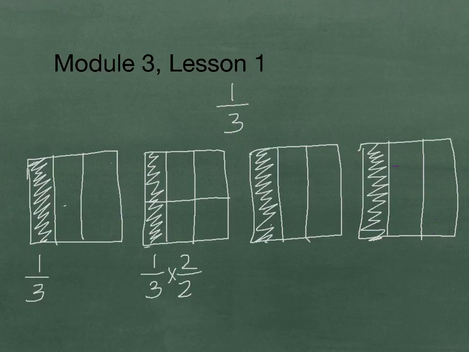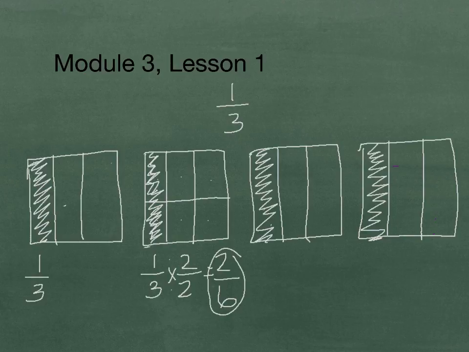So now I'm going to look at this as a whole. Well, I have 2 pieces that are shaded out of a total 1, 2, 3, 4, 5, 6. So 2/6 is an equivalent fraction to 1/3. And if you notice, I did the same thing to the top and the bottom. I multiplied my top number by 2 and my bottom number by 2.